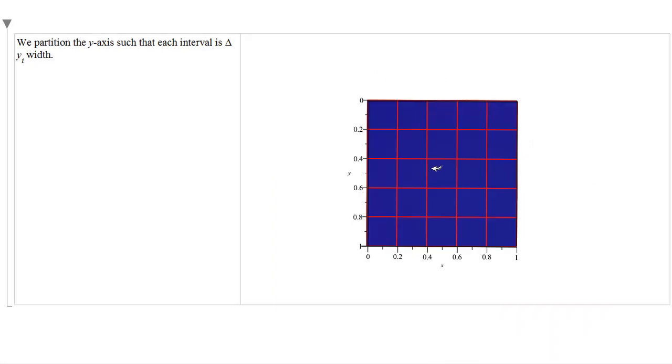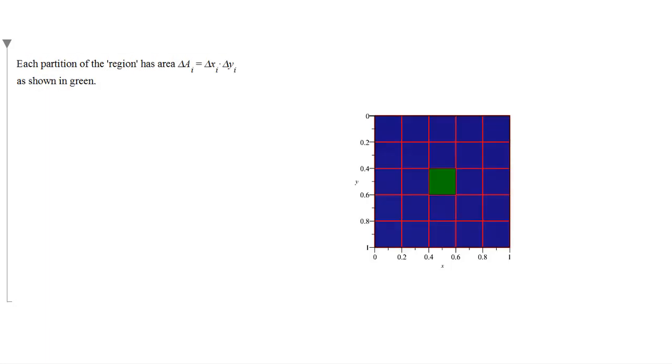And we'll partition the y-axis the same. Again, they don't have to be equal size partitions. It just makes it easier for me to draw the graph. However, these are delta y's. So, in the region that we're integrating over, which is this square, we have divided that into little bitty squares where the area of each square is given as delta x times delta y.